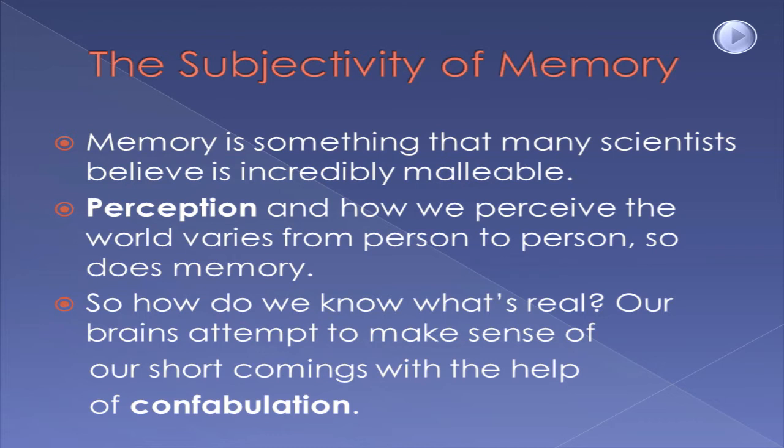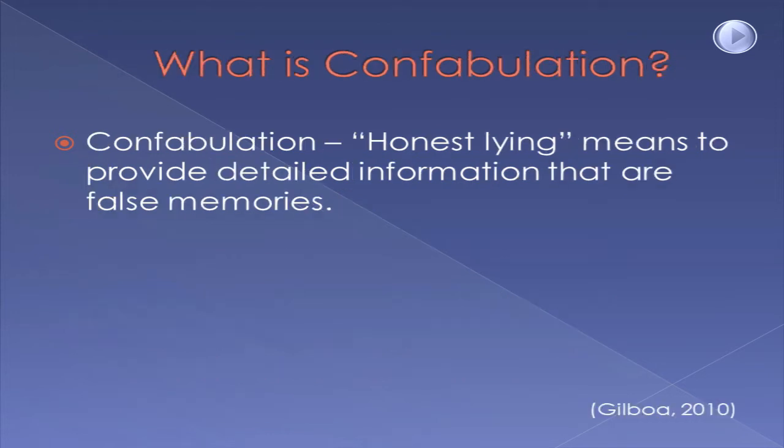Our brains attempt to make sense of our shortcomings with the help of confabulation at times. So that brings us to confabulation. And what is confabulation? Confabulation is an individual who provides information or acts based on information that is obviously false or that is clearly inappropriate for the context of retrieval. In short, confabulation means to provide detailed false memories as a way of making sense of gaps in one's memory.